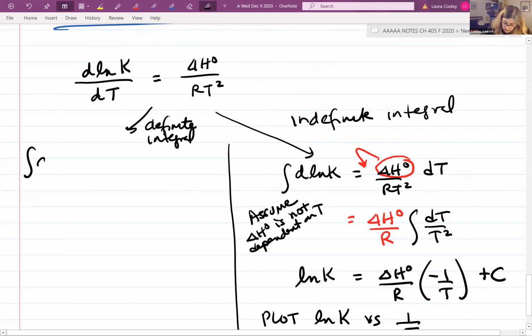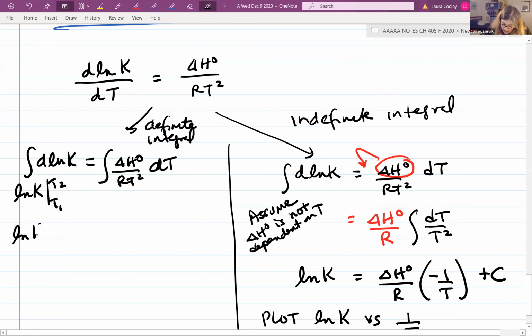And so it would be the integral of d log of k equals delta H0 over RT squared. This is the same, dt. Nothing's changed there. But again, now we're going to actually integrate between two different temperatures. So this would be the log of k at T1 to T2. So it would be log of k at T2 minus the log of k at T1, but I prefer writing it log of K2 over K1, all right?